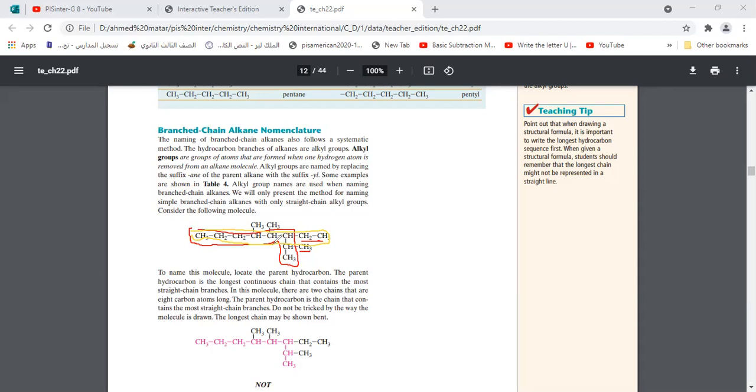Okay. But in this one, the red one, this CH3 is attached to second carbon, while CH2, CH3 is attached to the third carbon. So they are 2 branches and 2 different or 2 separate carbons. You get the idea?